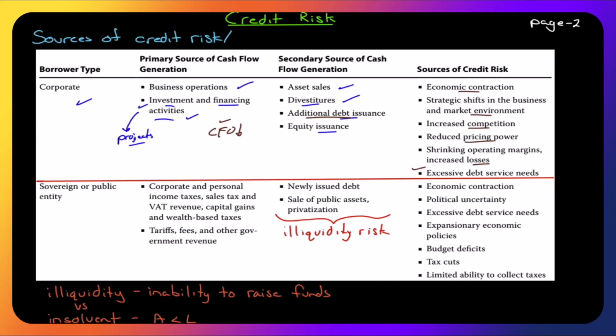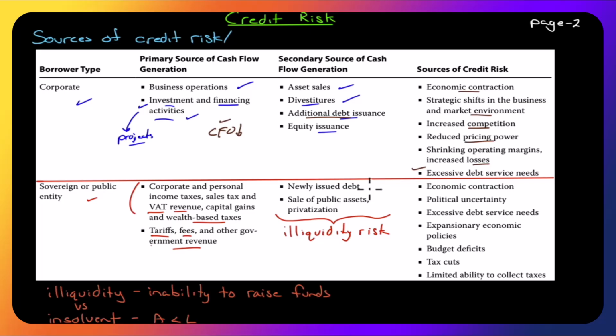Looking at sovereign or public entities, mostly taxes and fees. So the first bullet point is all taxes: corporate and personal income taxes, sales taxes, value-added tax revenue, capital gains and wealth-based taxes. And on the fee side, tariffs, fees, and other government revenue. This could include income from state-owned corporations, whether it be state-owned oil companies. Well, they produce revenues and income, and that could be part of the cash flow to service government debt.